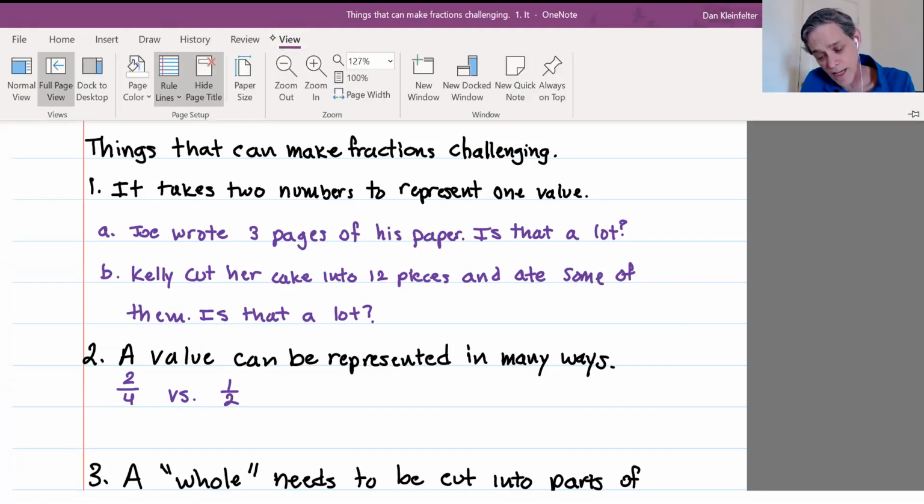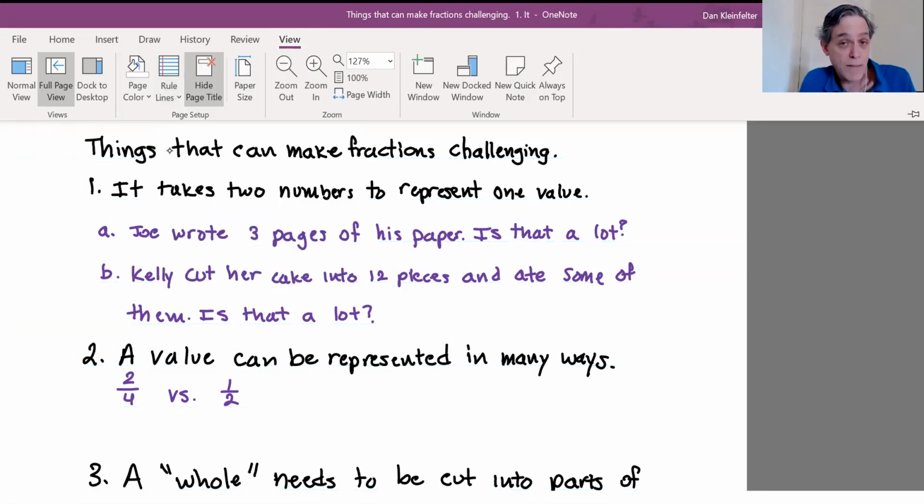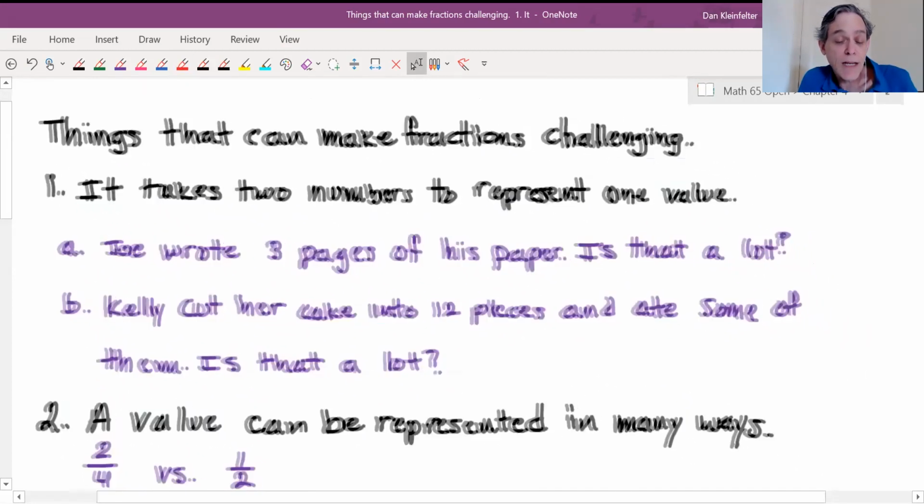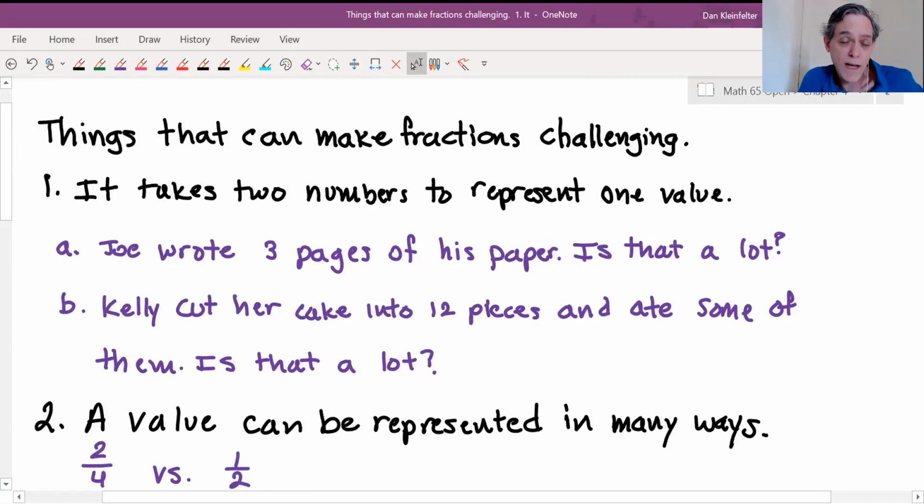There's a couple of reasons for that, and I wanted to go over that next: the reasons that working with fractions can be challenging. For some people, it's really scary. And the point is that knowing why these difficulties can arise can ultimately make it easier for you.